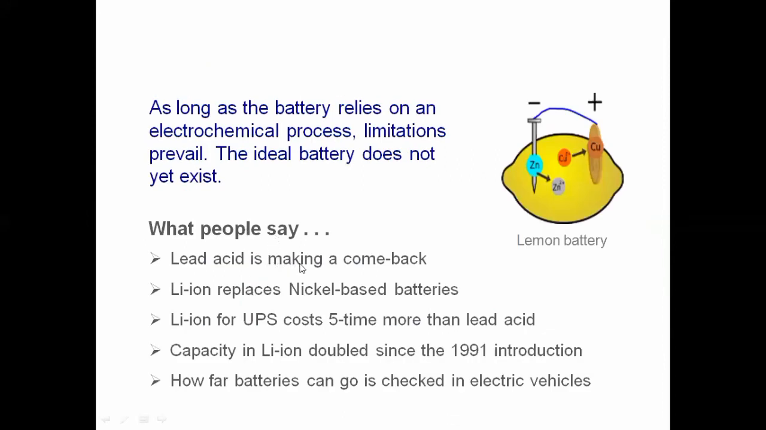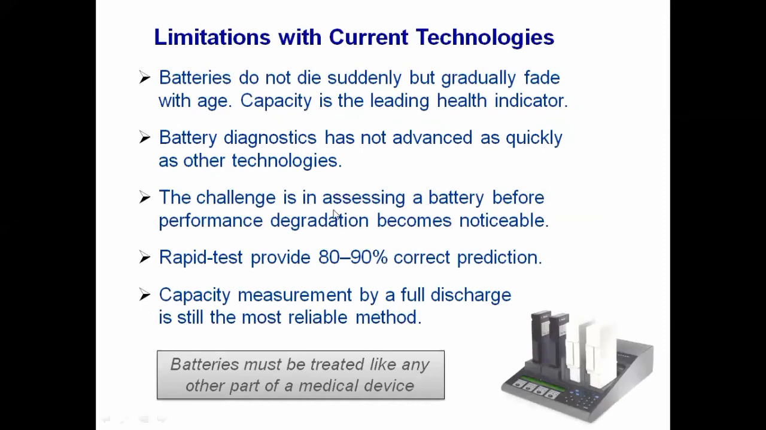Lead acid is making a comeback. Lithium ion replaces nickel-based batteries. Lithium ion for UPS: capacity of lithium ion has doubled since 1999. How far can batteries be checked in electric vehicles? So, batteries used in electric vehicles.